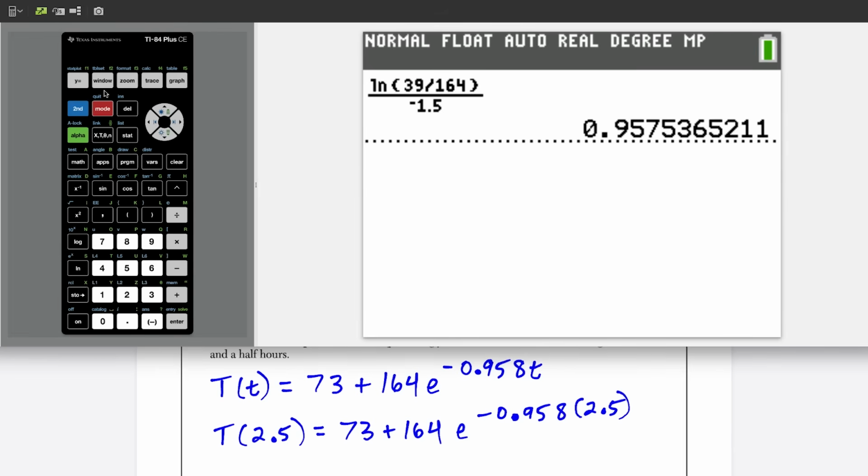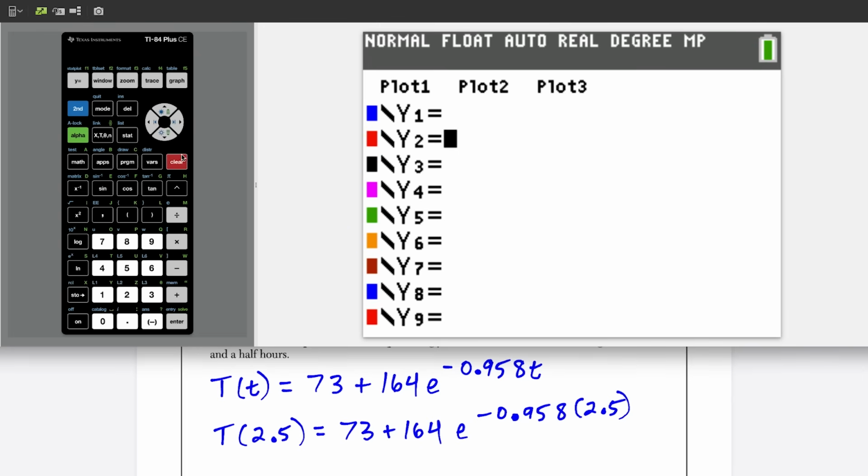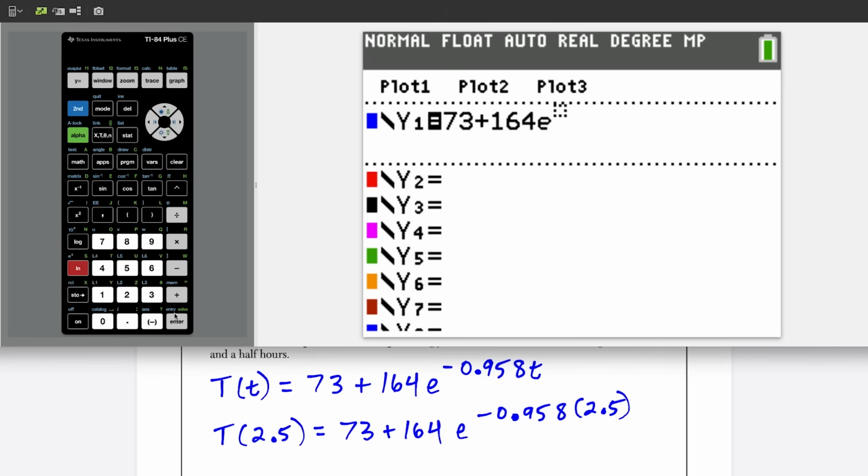So to find this value, what I want to do first is go to the y equals, and I want to write in our equation for T(t). So we have 73 plus 164, and then we have times e to the negative 0.958 times t, but I'm going to put x in place.